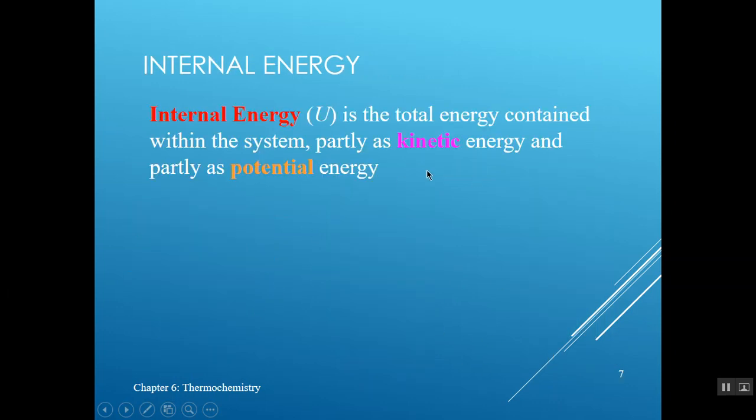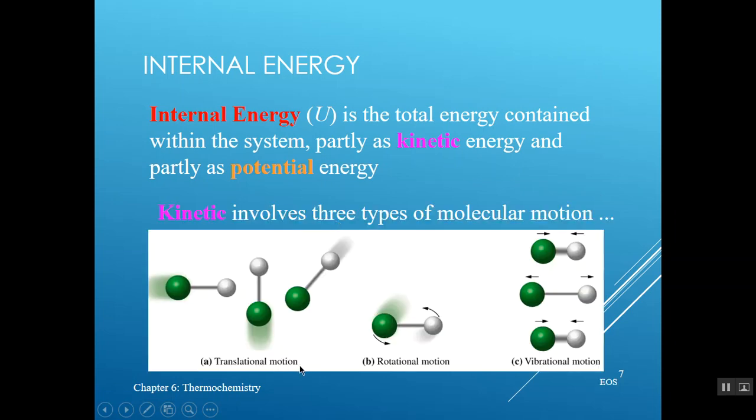Now, let's talk about another term, internal energy, which is the total energy that is contained within the system. Part of it would be kinetic energy, and the other part is potential energy. Now, as far as the kinetic portion is concerned, there are actually three types of kinetic energy. You have the kinetic energy, which comes about as a result of translational motion. You have another type of kinetic energy that comes about as a result of rotational motion. And then the third type is vibrational motion.